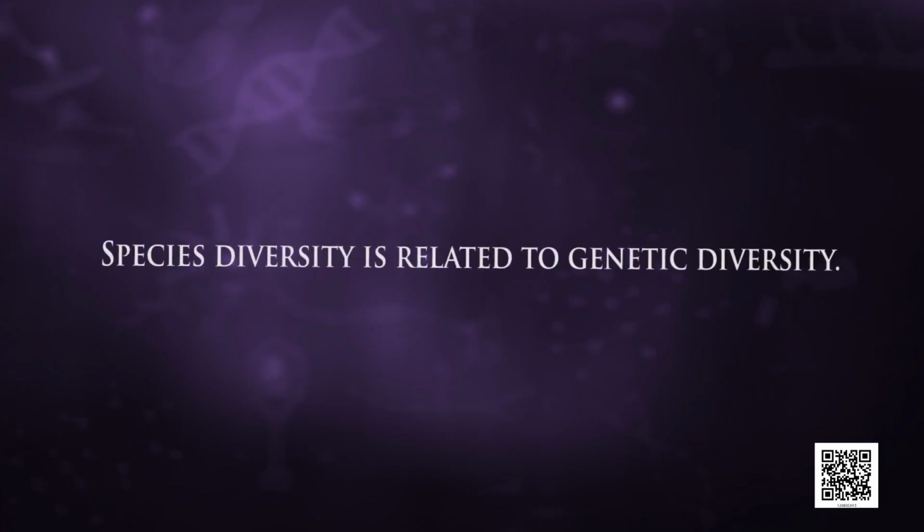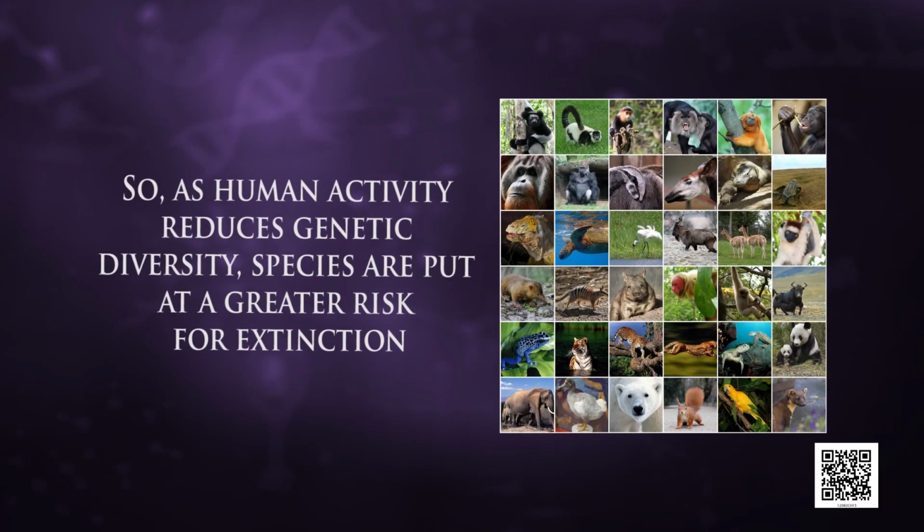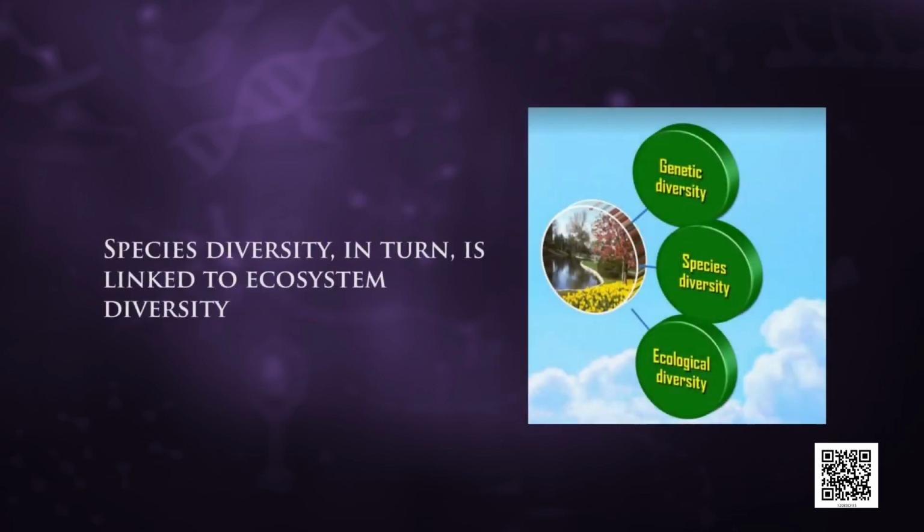And as species disappear, the potential contribution to human knowledge that is carried in their genes is also lost. Species diversity is related to genetic diversity. The more genetically diverse a species is, the greater its chance of surviving disturbances. So as human activity reduces genetic diversity, species are put at greater risk of extinction. Species diversity, in turn, is linked to ecosystem diversity. Therefore, as ecosystems are damaged, the organisms that inhabit them become more vulnerable to extinction.